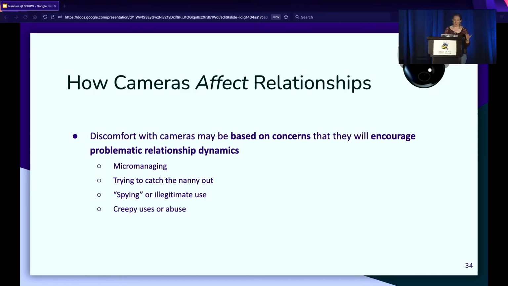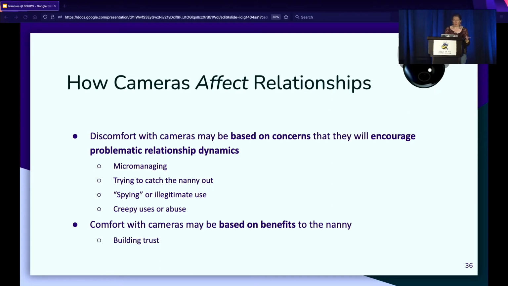And some pointed out how cameras can facilitate creepy behavior or abuse. And even nannies who generally wouldn't have privacy concerns about smart home cameras might feel uncomfortable if they thought that cameras might encourage those type of negative behaviors. On the other hand, some participants viewed cameras quite positively.